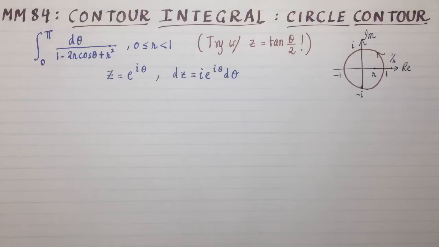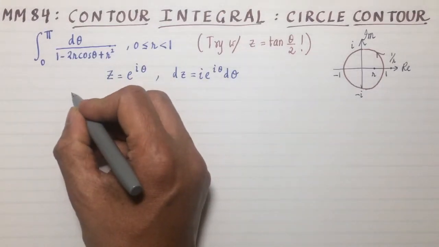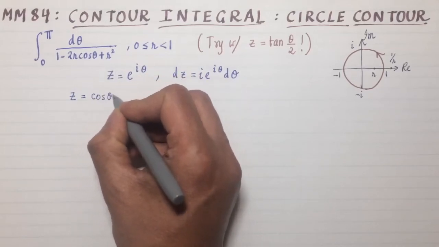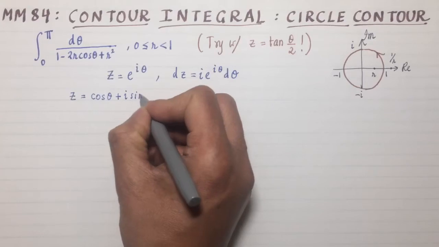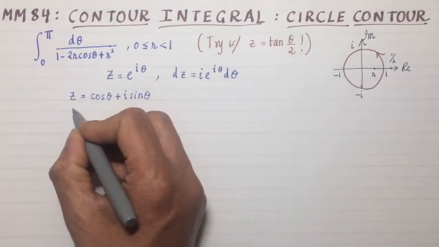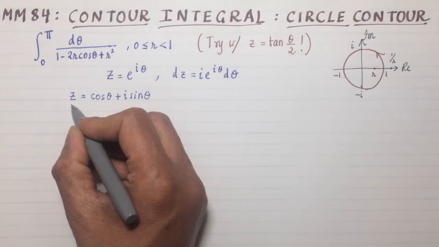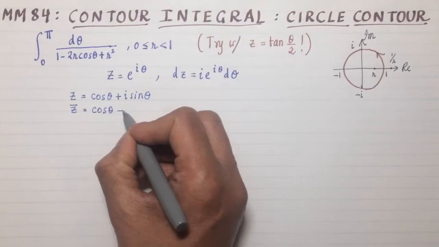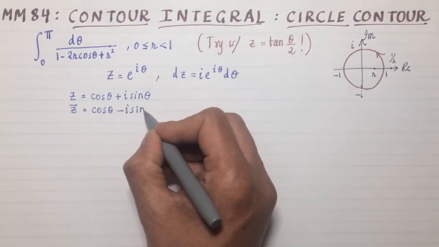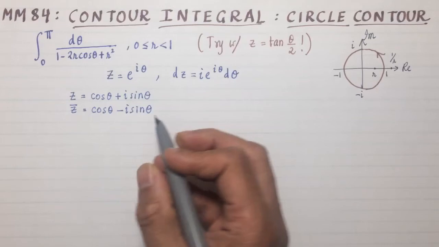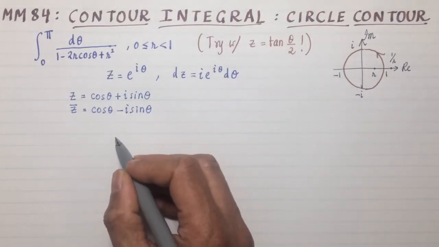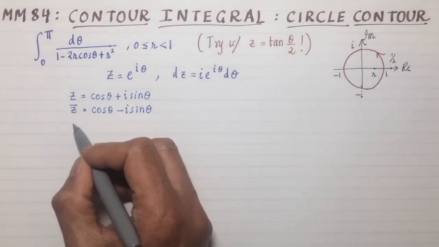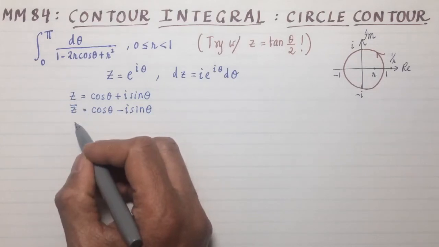Cosine can be written in terms of complex numbers, because observe that z, thanks to Euler's formula, is also cosine theta plus i sine theta, and z bar, the complex conjugate, is cosine theta minus i sine theta. So what I can do is write cosine theta as z plus z bar over 2.